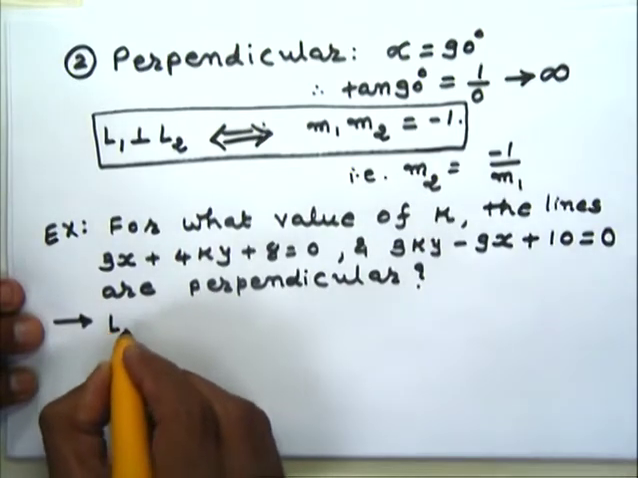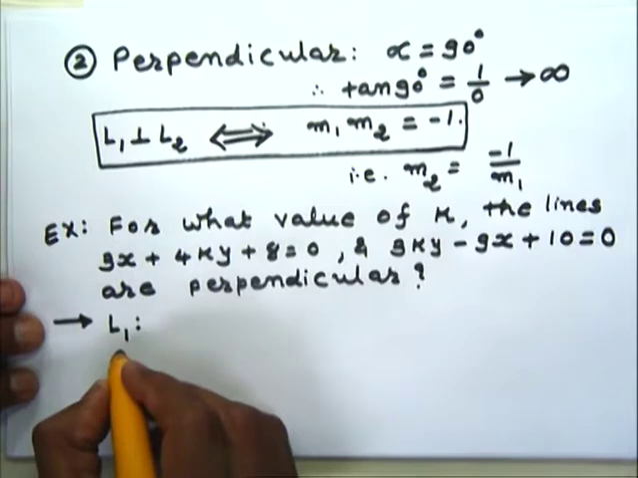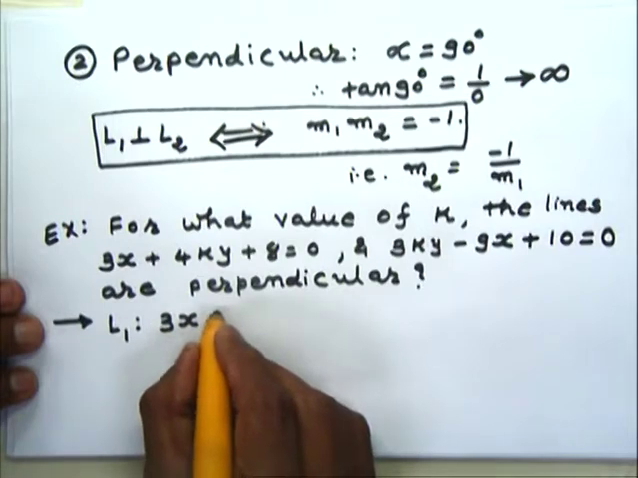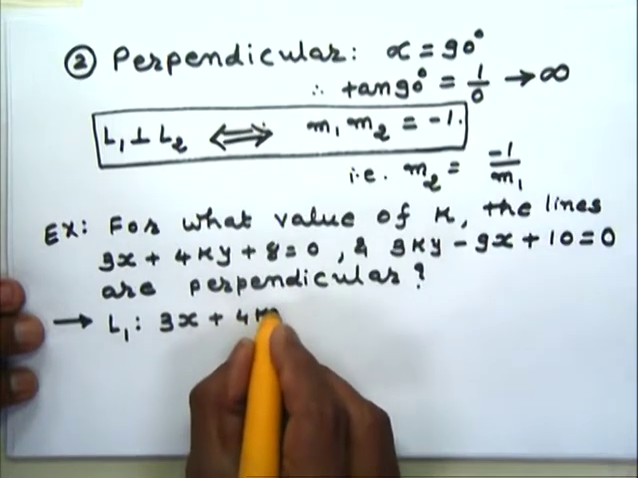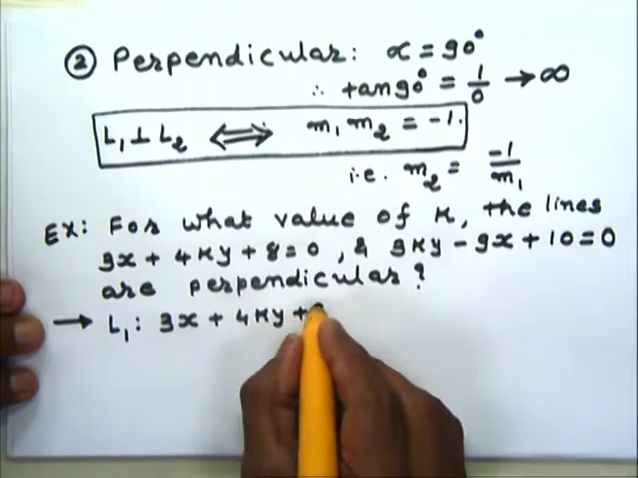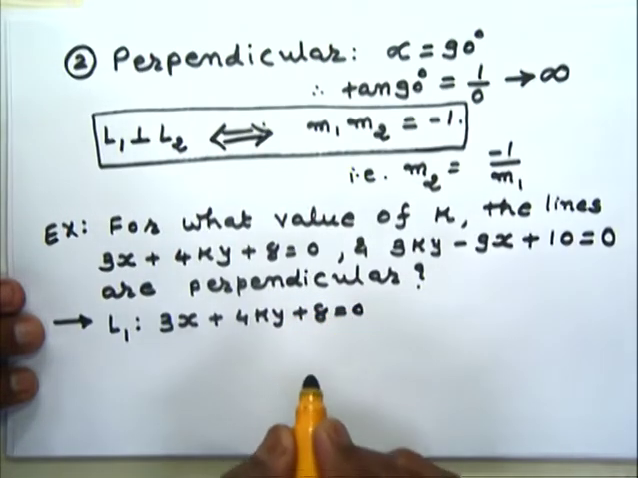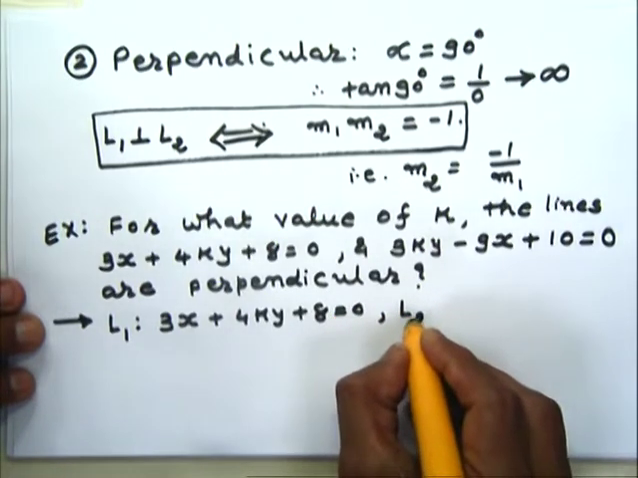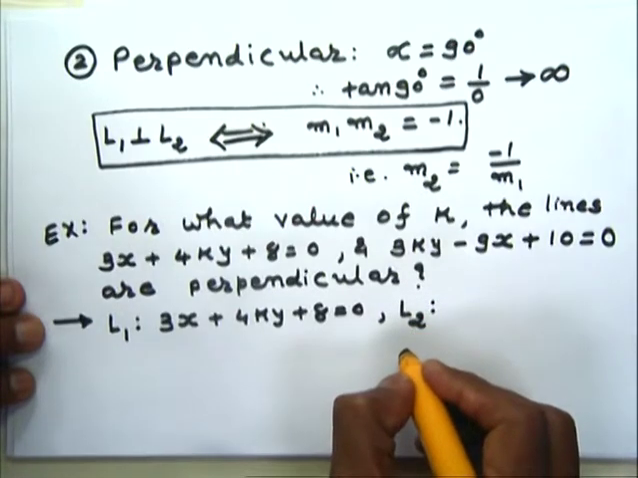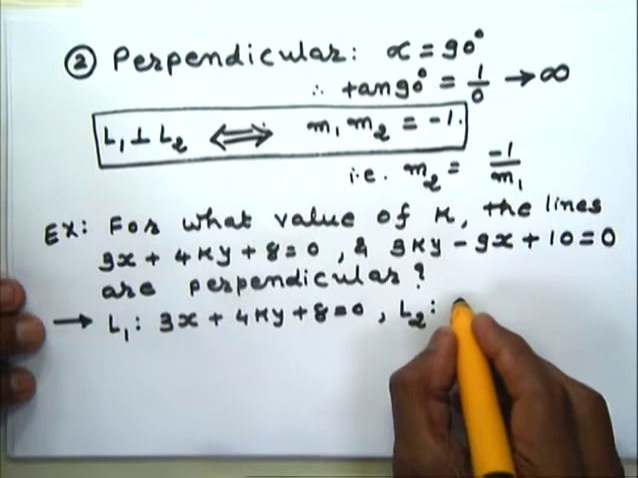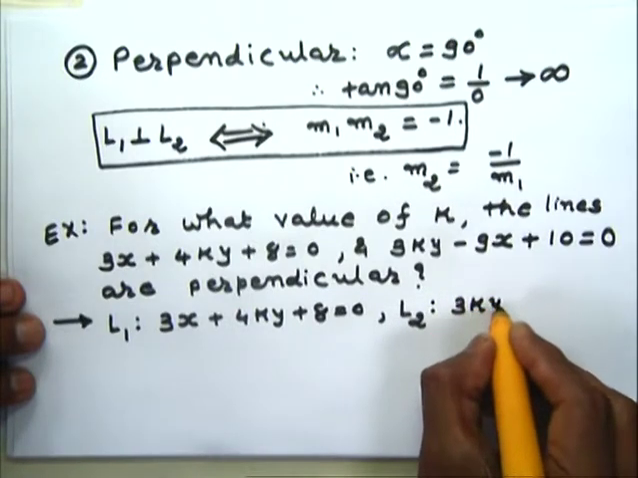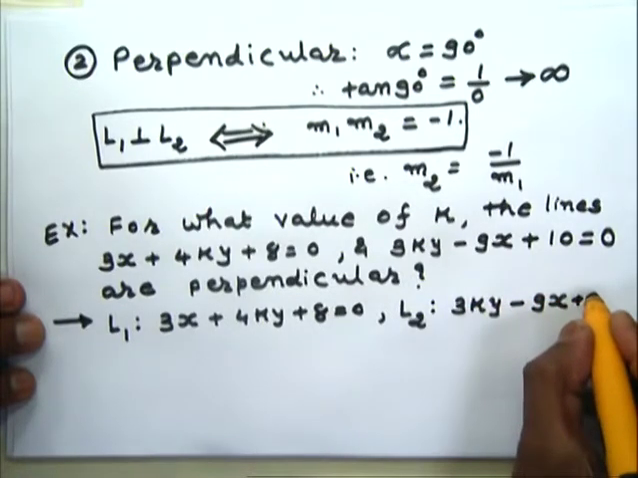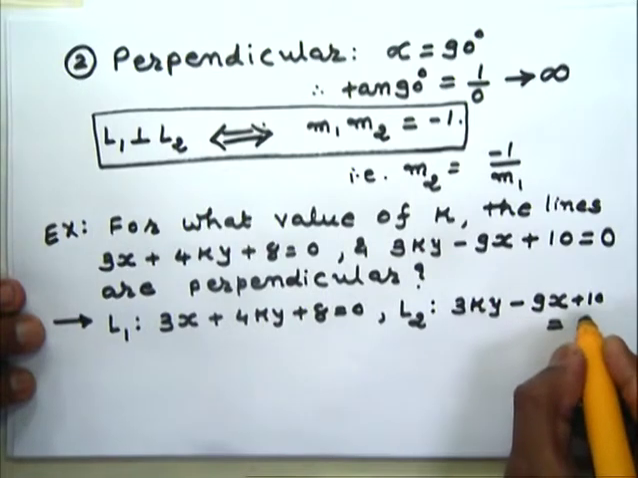Let us label line number 1. Let us say that its equation 3x plus 4ky plus 8 equal to 0 is our line number 1. Second, L2, its equation 3ky minus 9x plus 10 equal to 0.